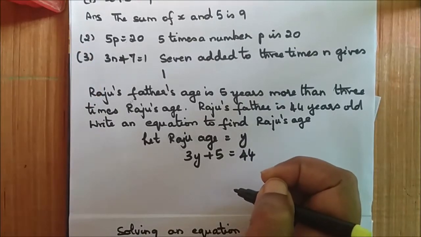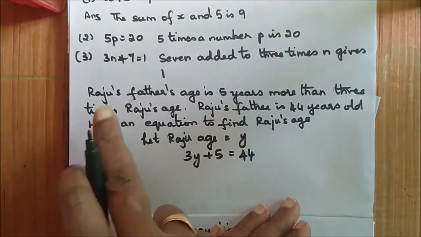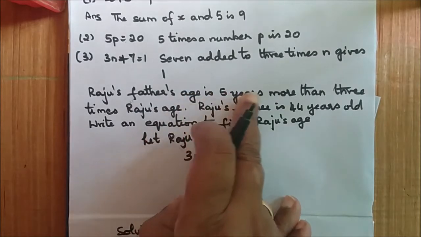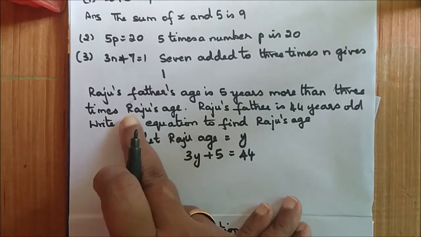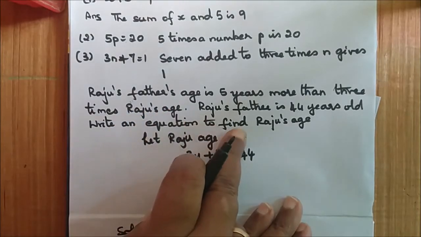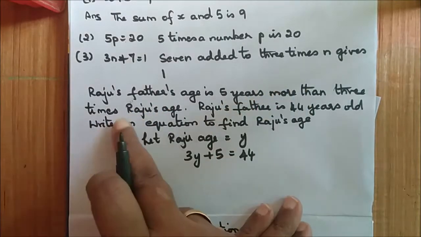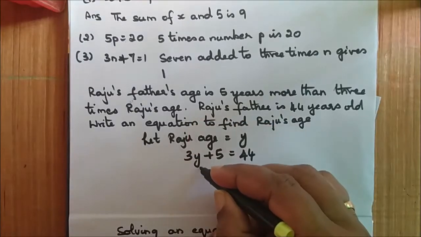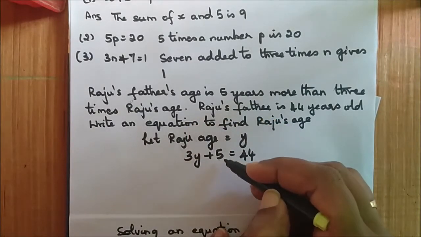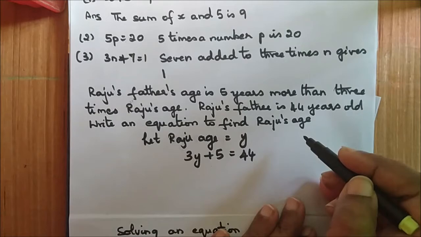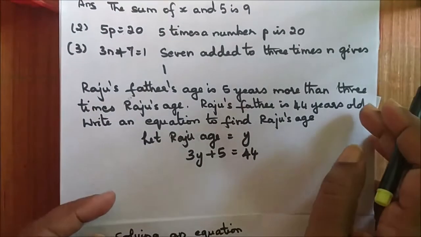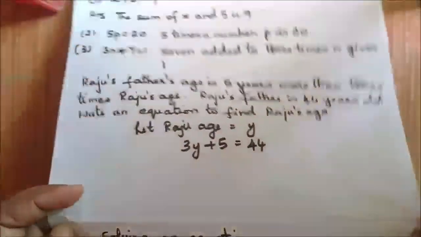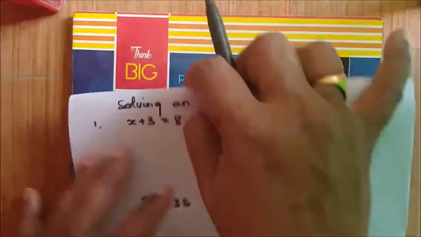I hope you understood this. Once again, Raju's father's age is 5 years more than 3 times Raju's age. So we will assume Raju's age as y, 3 times Raju's age, so 3y, more than means plus 5, is equal to 44. This is how we turn a word problem into an equation. This is how we frame an equation.